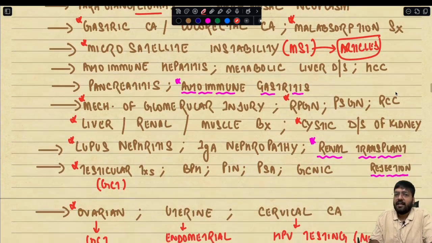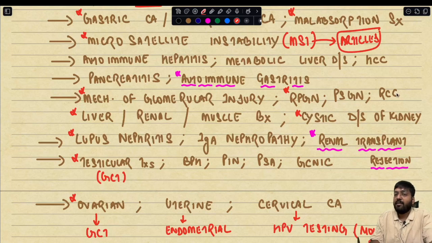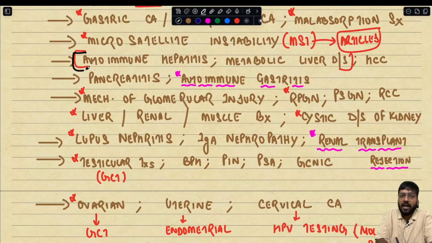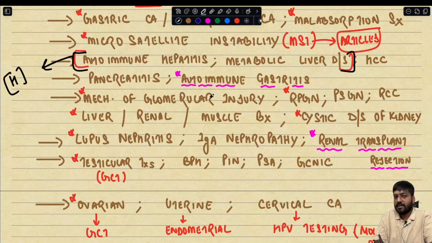Then other questions like autoimmune hepatitis, metabolic liver disease, hepatocellular carcinoma. Remember, autoimmune hepatitis and metabolic liver disease, the handwritten notes are available for the same under the section of handwritten notes. You will find all these answers. Then pancreatitis is there. Then this year, one very important question came just 2 days ago, that is autoimmune gastritis. This is a new question which has been introduced this year in the RGUHS exams.